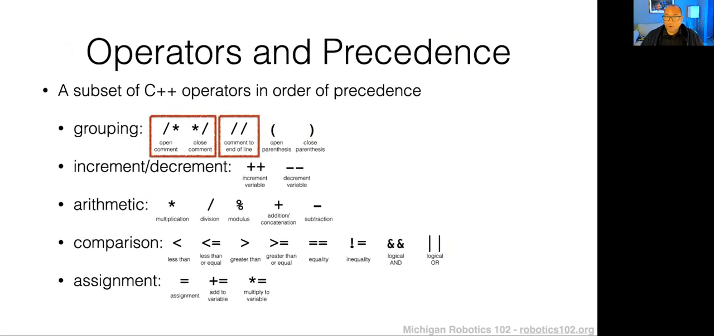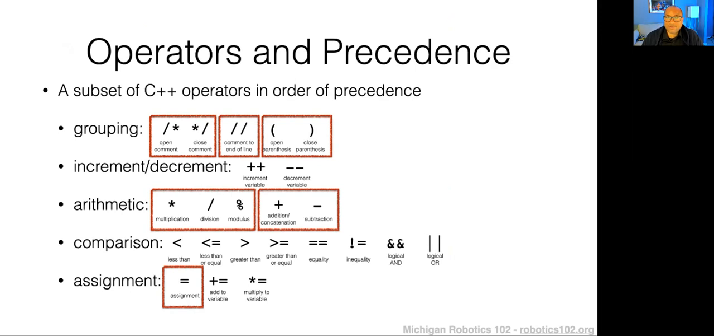So C++, as we've covered thus far, has a number of operators, and those operators have particular precedence. I've highlighted the ones that we've covered in the squares here, and I've grouped them in order of how they're considered. Comments have highest priority: if you comment something out, it is commented out. Then single line comments, parentheses, and then we'll cover the increment and decrement, but that's a little bit later.